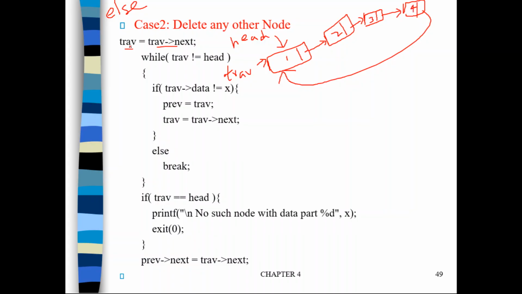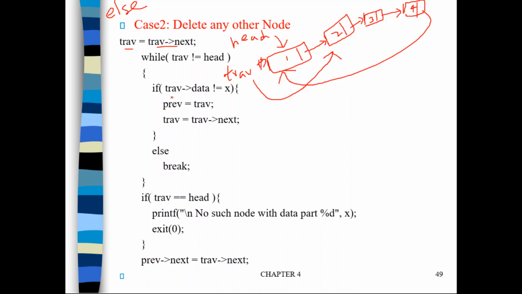So first what we do, traverse equal to traverse arrow next. Initially traverse is pointing to the first node, but when you say traverse equal to traverse arrow next, it means traverse will now point to the second node. It's no more pointing to the first node, it's pointing to the second node.